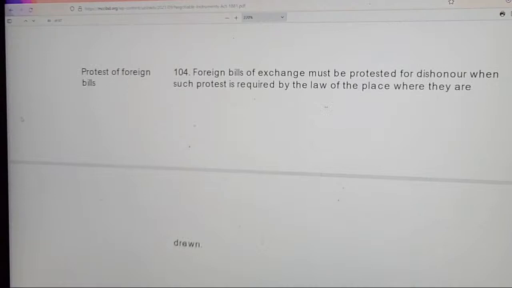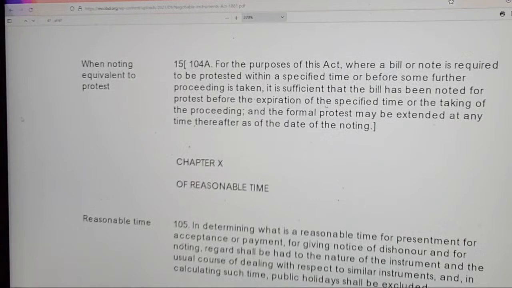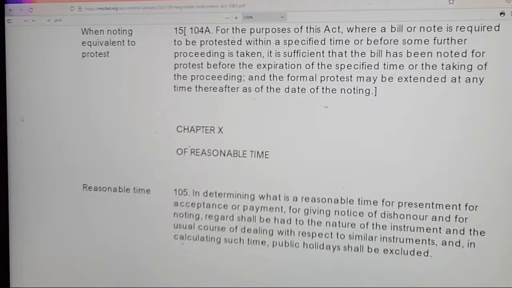Protest of foreign bills. 104. Foreign bills of exchange must be protested for dishonor when such protest is required by the law of the place where they are drawn. When noting equivalent to protest. 104A. For the purposes of this Act, where a bill or a note is required to be protested within a specified time or before some further proceeding is taken, it is sufficient that the bill has been noted for protest before the expiration of the specified time or the taking of the proceedings, and the formal protest may be extended at any time thereafter as of the date of the noting.